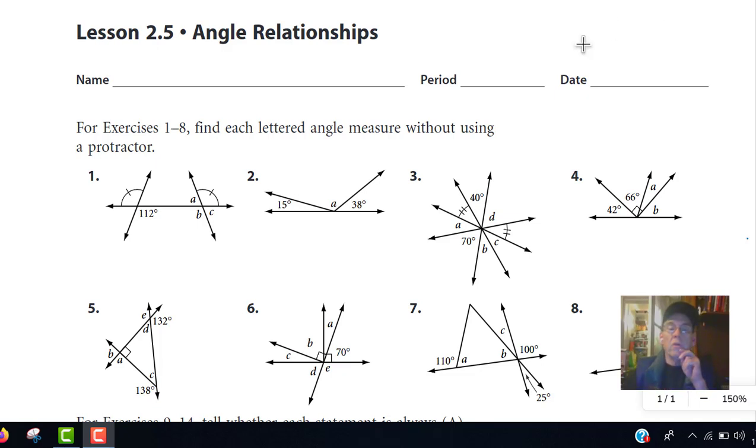Okay, this video goes with lesson 2.5, Angle Relationships, which is from Key Curriculum Press. It's with our section 2.1 on parallel lines and special angles. So let's see what we have here.